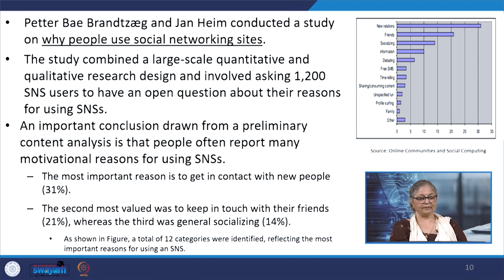The most important reason, which was cited by 31% of the respondents, was to get in contact with new people. 21% of the people said that they wanted to keep in touch with their friends, whereas 14% said that it was meant for general socializing. As shown in this figure, a total of 12 categories were also identified, reflecting the most important reasons for using a particular SNS. Though the number of participants was 1,200, it was found that these 1,200 participants reported more than 1,500 reasons, indicating that several participants had more than one single reason to start a conversation.